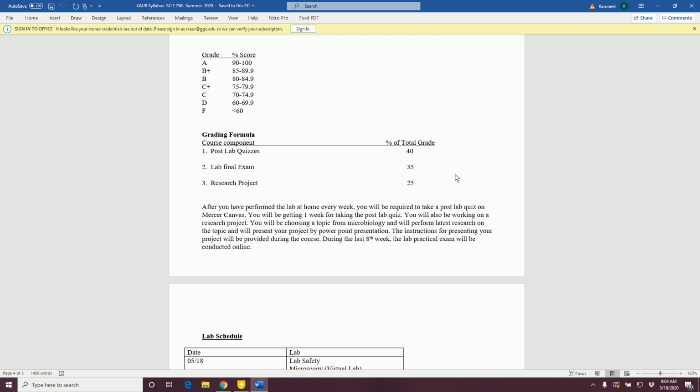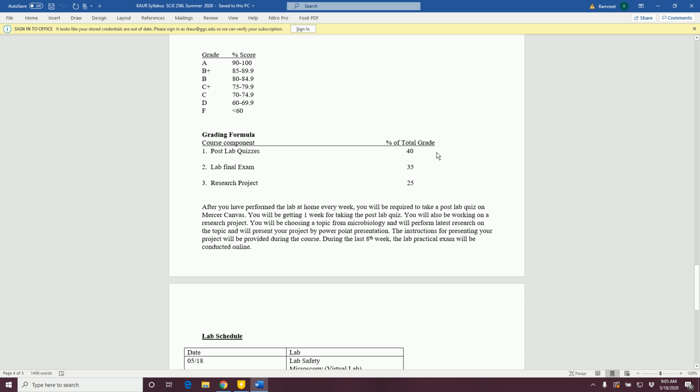You have to wash your hands after you do the experiments, and you have to know how to discard things. This is all the stuff we are going to talk about in the first week. I have already posted one document on all those lab safety precautions you have to take, because you will be dealing with microbiology experiments. After you perform the experiment every week, you will be required to take a post lab quiz, and you will be able to answer those quizzes only if you have performed the experiment at home. These post lab quizzes will make up 40% of your total grade. So every week you will have a quiz.